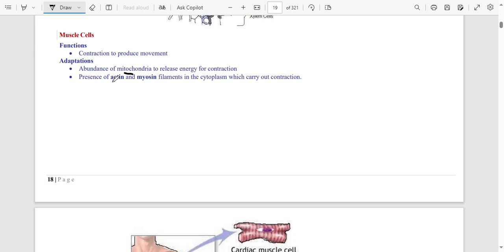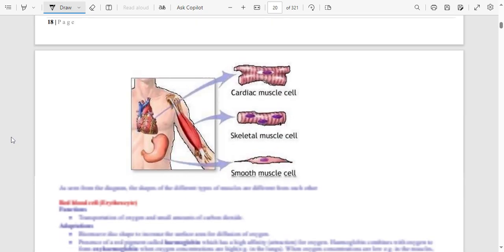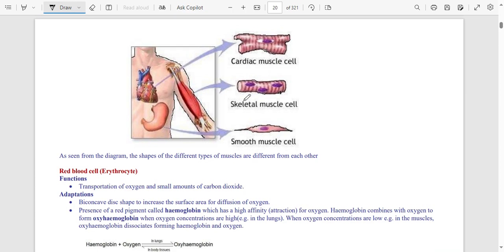And then there's also actin and myosin, very important, right? So there are actin and myosin filaments, and these are going to be able to contract. These are the contractile filaments of a muscle. So what will be happening is that myosin will slide over actin, and that causes contraction. And there are three types of muscles. You have the cardiac muscle, which is found in the heart.